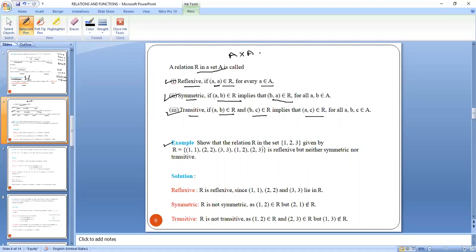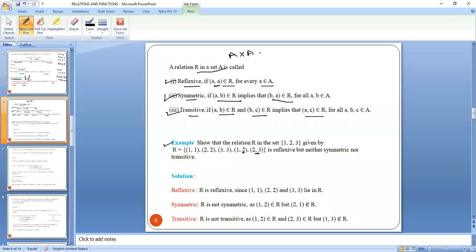Show that the relation R in the set {1, 2, 3} given by the relation is given to you. The set is having elements 1, 2, 3, and you are given the relation. The relation is the ordered pairs (1, 1), (2, 2), (3, 3), (1, 2), (2, 3). We have to show that this relation is reflexive but neither symmetric nor transitive, right?